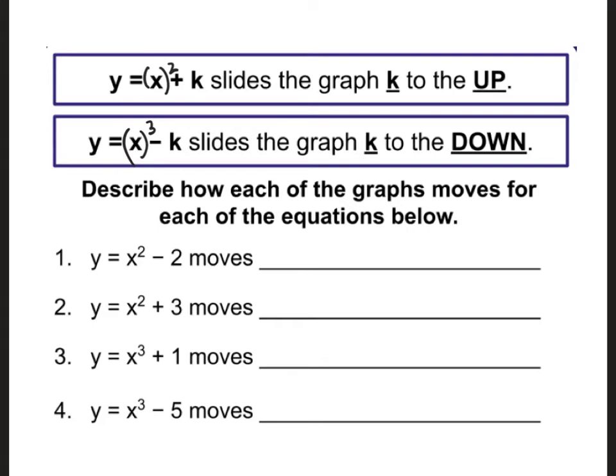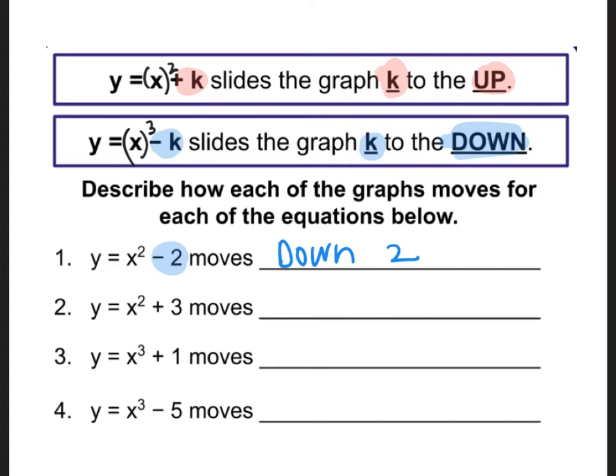When you have a positive k value, your graph goes up k. When you have a negative k, your graph moves down k. So my first one, we're actually only going to do 1 and 2. It says y equals x squared minus 2. So that means I have a negative k value, so my graph moves down, and since my k value is 2, it's going to move down 2.